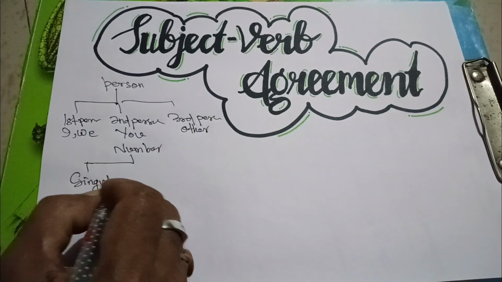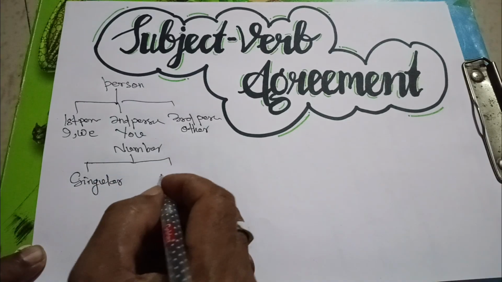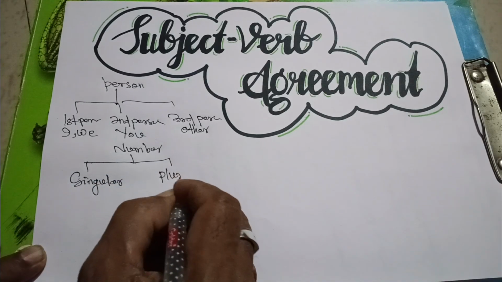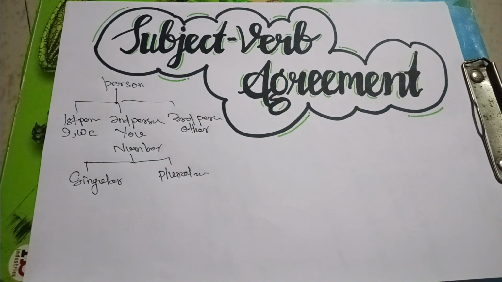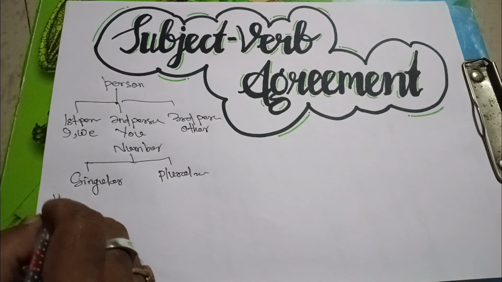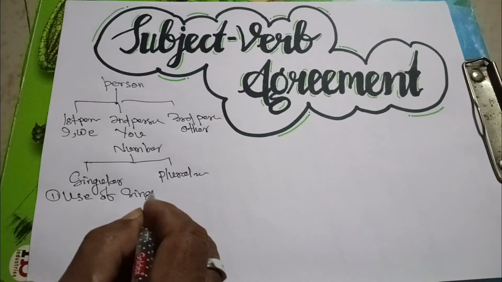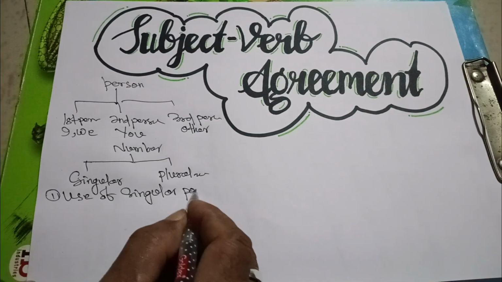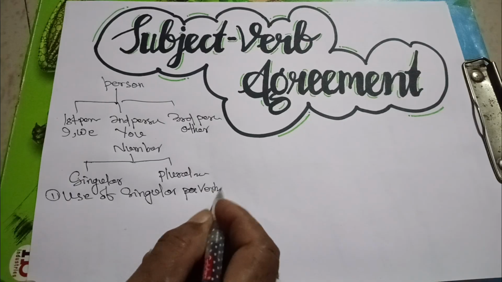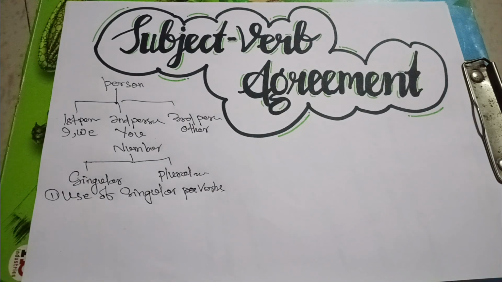So according to the numbers and the persons, verbs are used. This time we discuss the singular verb and the plural verb, like how to use those verbs according to the subject. First of all, the use of singular verb. The points on which singular verbs are used are discussed today.